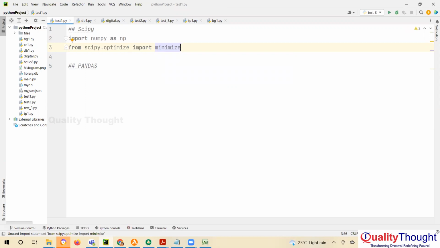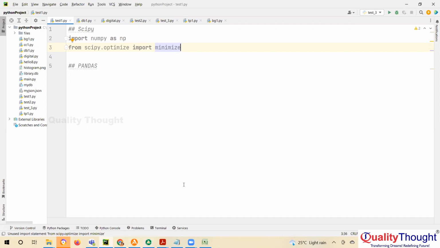Now, how do I minimize the problem? How can I convert a maximization problem to minimize? Our objective is to maximize. How do I convert a maximization problem to a minimization problem?